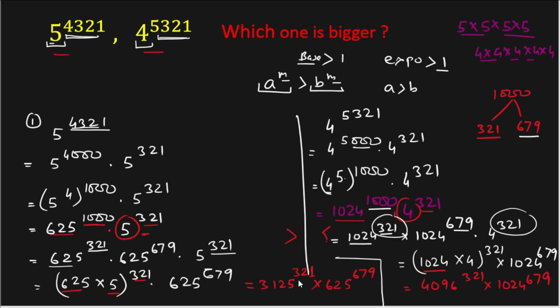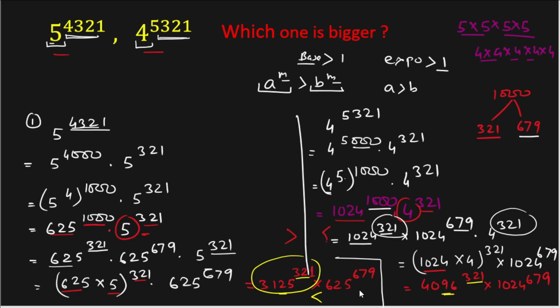So friends, if we look at the exponent value of the first factor, it is 321 on both sides. Now we'll compare the bases. The base value of the first factor is less than the second one, so the value of this whole term will be less than the second one.